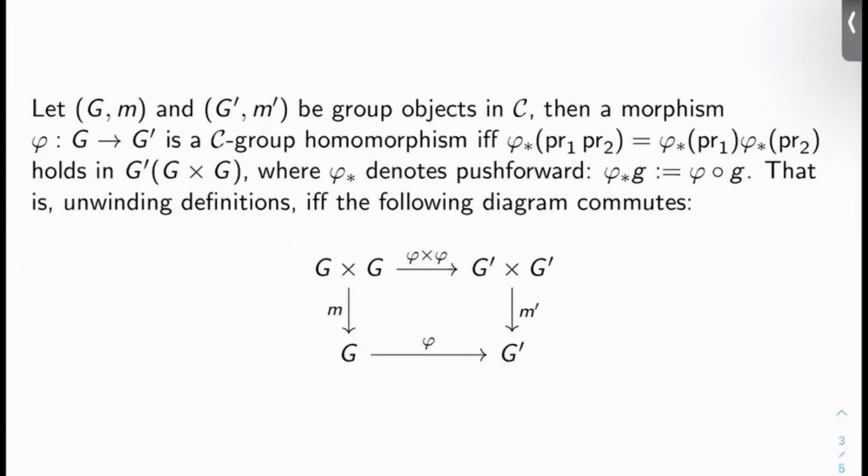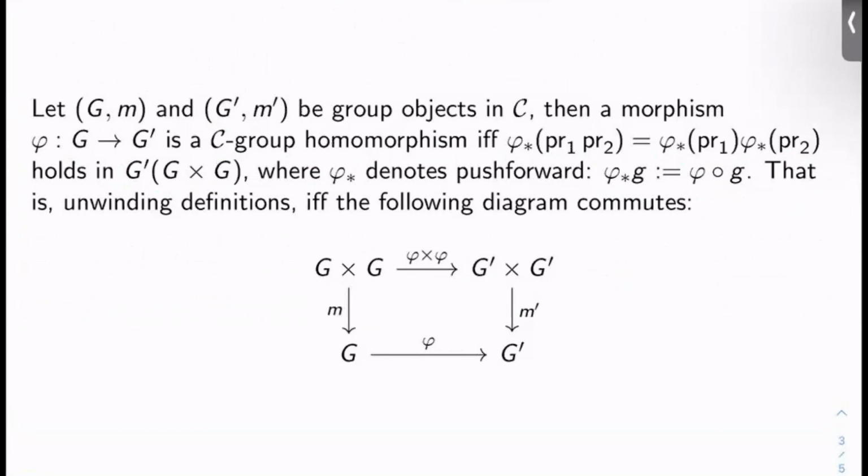Let (G, M) and (G prime, M prime) be group objects in C. Then a morphism phi from G to G prime is a C group homomorphism if and only if phi lower star of the first projection times the second projection equals phi lower star of the first projection times phi lower star of the second projection in the G cross G points of G prime. Of course, otherwise it doesn't make sense. And here phi lower star denotes push forward. So phi lower star g is phi composed with g. So it's kind of the natural opposite to pullback.